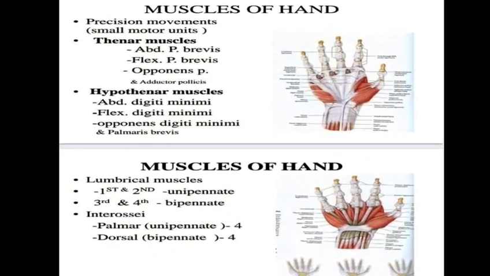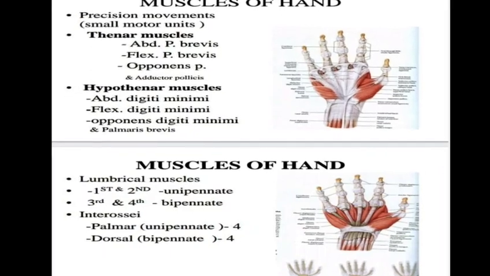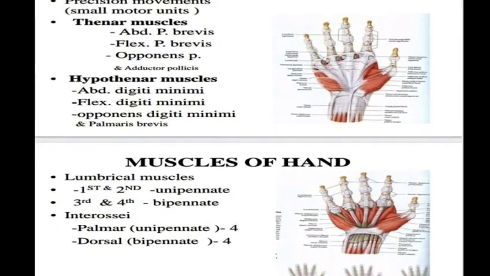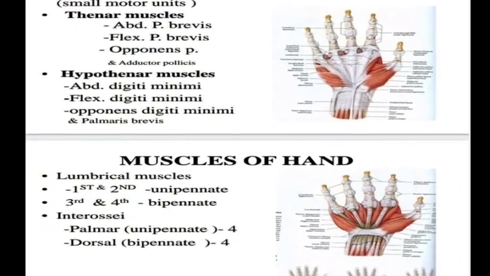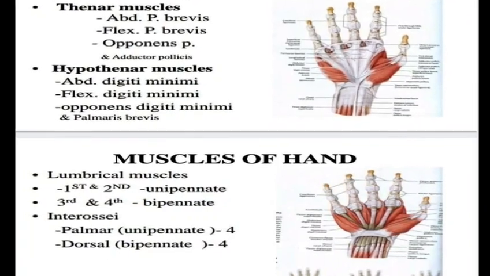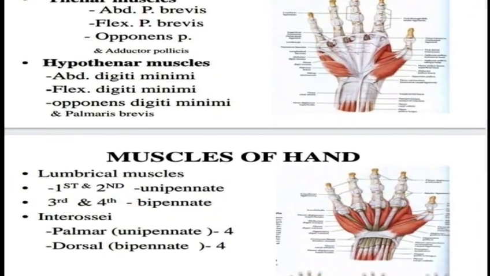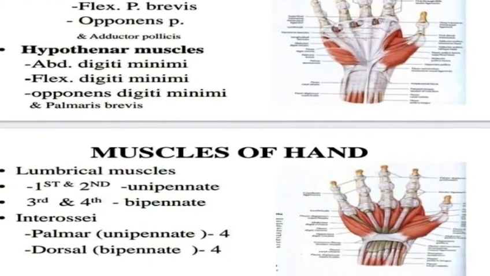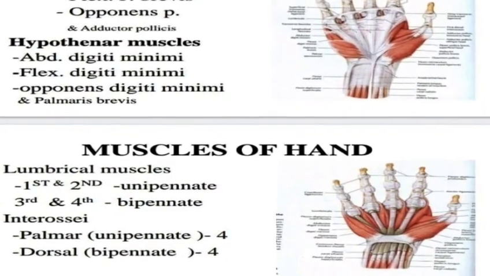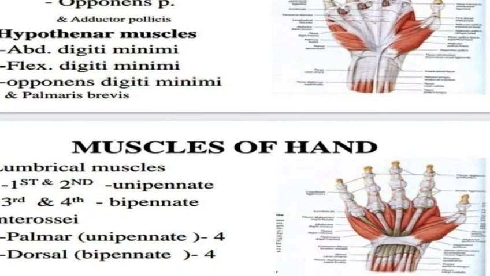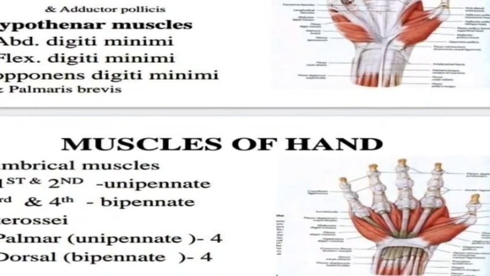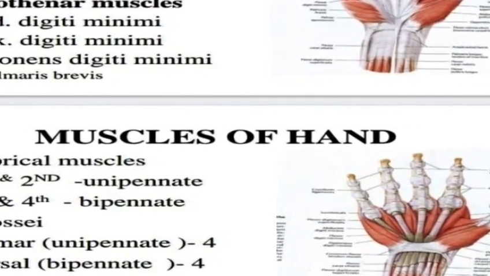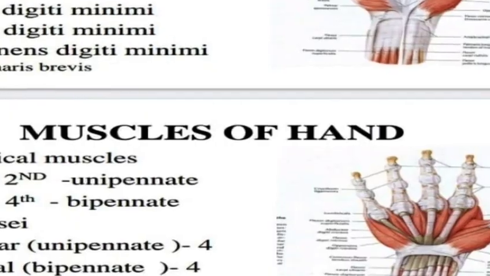There are over 30 muscles in the hand working together in a highly complex way. Movements of the hand are mostly started by the muscles in the forearm. Muscles of the hand. Precision movements mean small motor units. Thenar muscles means abductor pollicis brevis, flexor pollicis brevis and opponens. Hypothenar muscles.